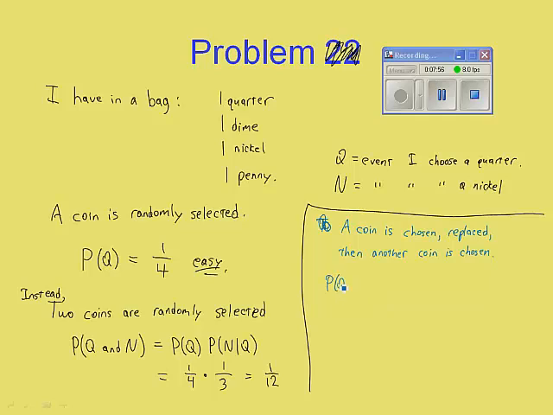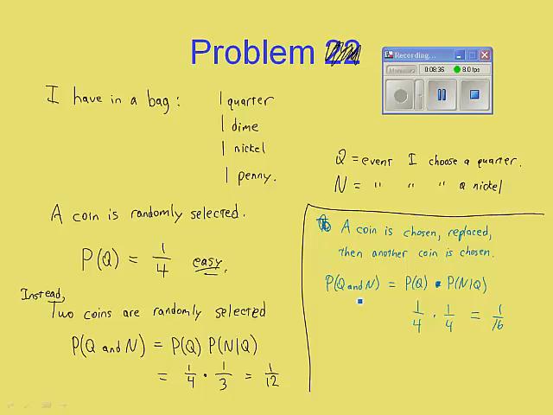Well then, the probability of Q and N is the probability of Q times the probability of N given that Q occurred on the first pick, right? But here's the thing, guys. Oh, times, sorry. Times. Probability of Q, we said, is 1/4. But now, what's the probability of N given that Q occurred? It's still 1 out of 4. You guys with me? So then you'd get 1 out of 16. And if you tested it, that's what you would get.